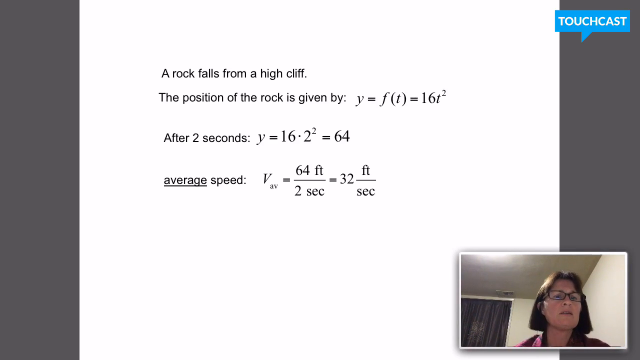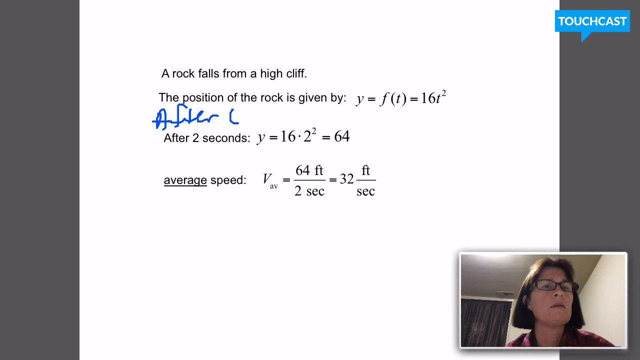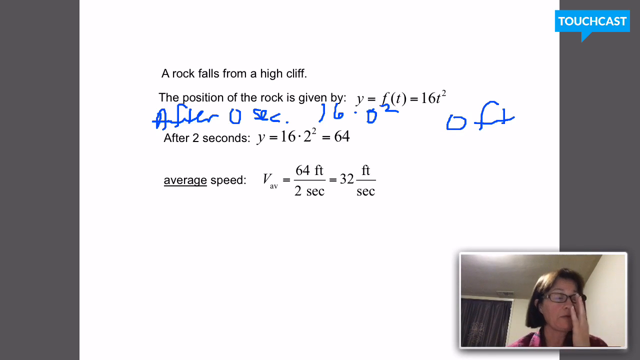So I could have written in here, let me write it in right now. After 0 seconds, how far has the rock fallen? After 0 seconds, it's going to be 16 times 0 squared, which is 0 feet. So after 0 seconds, the rock has fallen 0 feet. 2 seconds after it started falling, I'm going to evaluate this expression, 16 times t squared, for t equals 2. And I get that the rock is at position 64 feet below where it started after 2 seconds.